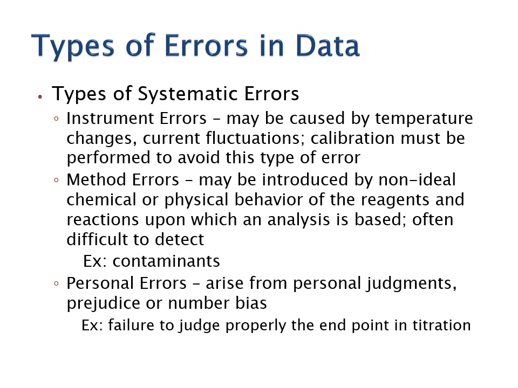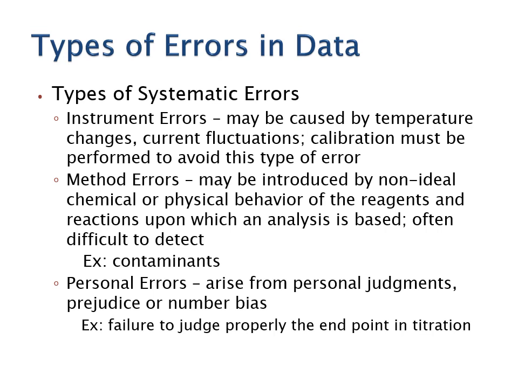So next we have the types of systematic errors. First is the instrument error. It may be caused by temperature changes, current fluctuations, and calibration must be performed to avoid this type of error. So, nakalagay naman doon sa mga gamit natin and glasswares na for example at ganitong temperature, at room temperature, or at 25 degrees Celsius, ganito yung 100 ml siya. Kapag nagbago yung temperature, hindi na siya ganun ka-accurate. So, that is what we call instrument error.